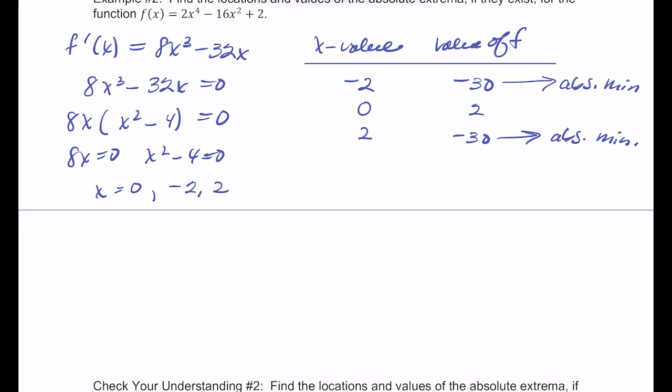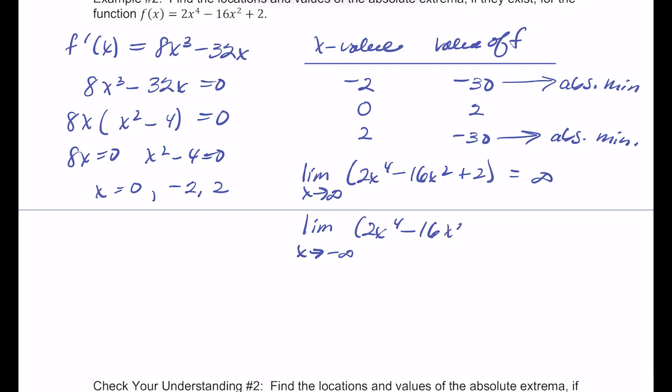For an open interval, rather than evaluating the function at the endpoints, we evaluate the limit of the function when the endpoints are approached. And we know that the limit as x approaches infinity of that function, 2x to the fourth minus 16x squared plus 2, is going to also approach infinity. Okay, and we know that the limit as x approaches negative infinity of 2x to the fourth minus 16x squared plus 2 also equals positive infinity.